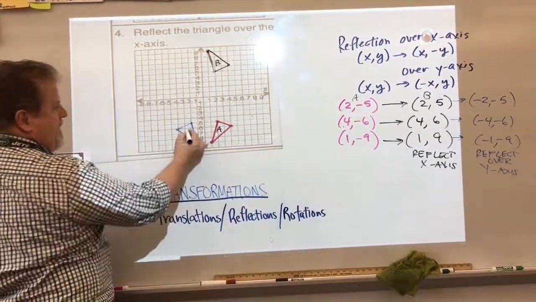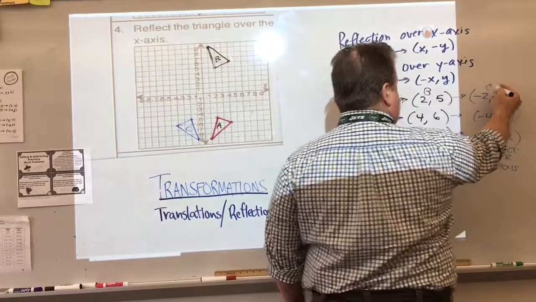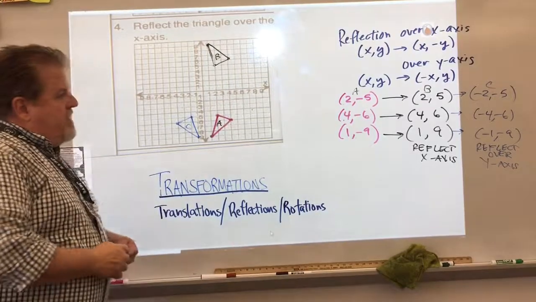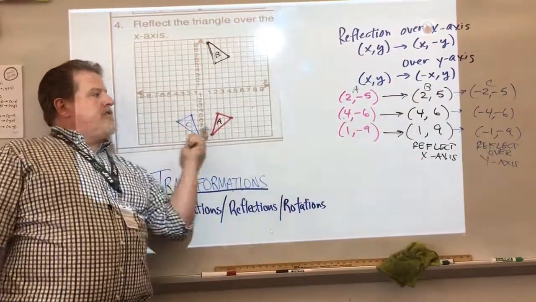And there's our shape reflected over the y-axis. So that would be like shape C. So that's a reflection over the x-axis, and that's a reflection over the y-axis.